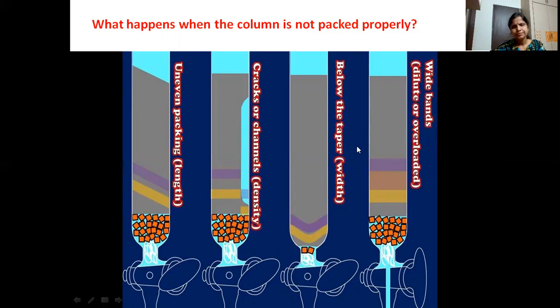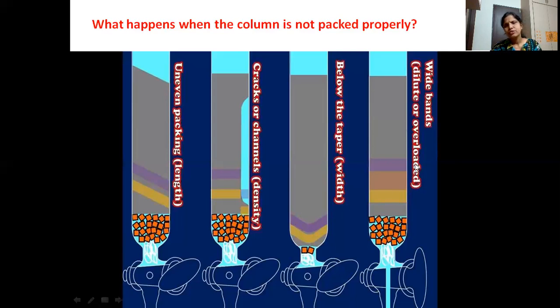Then below the taper, that means when you add the sand on the glass wool, sometimes while filling the column, some of the sand will get drained out. When it is in this way, again the separation at the end is affected. Even though the bands are properly separated on the stationary phase, at the bottom, when it is eluting out of the column, it will be in this way. That means you again cannot exactly collect the pure form of the component.